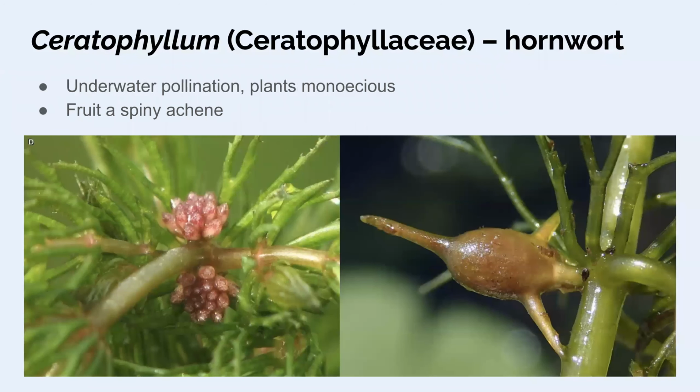Reproductively, this is a plant that is monoecious, with separate male and female flowers, and something rather rare in aquatic plants, it has the ability to pollinate underwater. The parts I'm showing you here would be underwater on this plant. We have clusters of male flowers that release pollen, and that pollen actually does flow underwater to reach the female ovules. This is a developed ovule, pretty close to a mature achene at this point, a spiny achene.